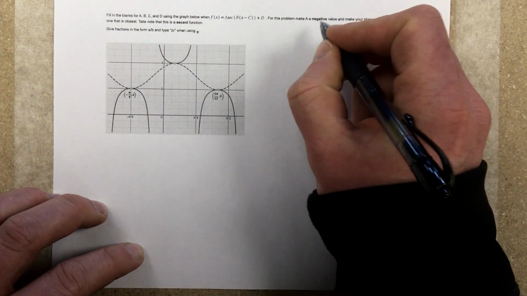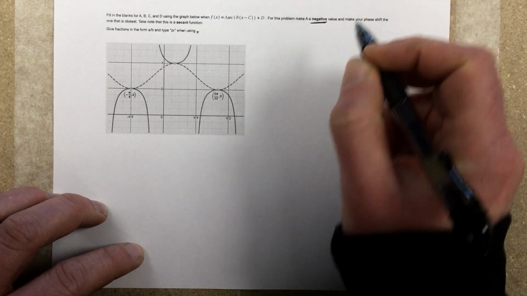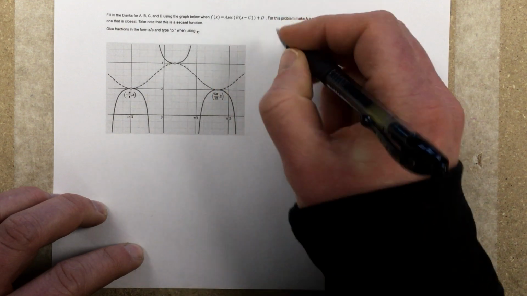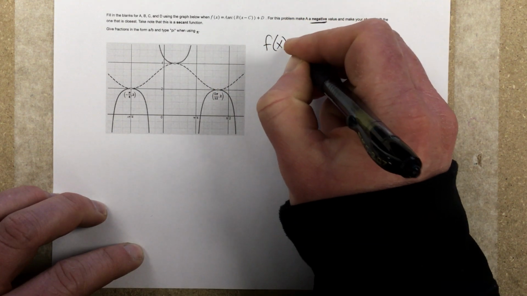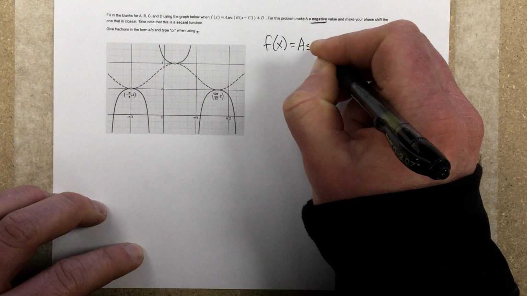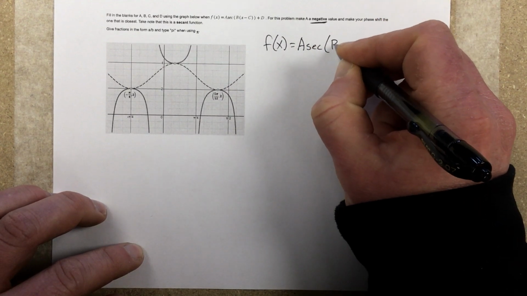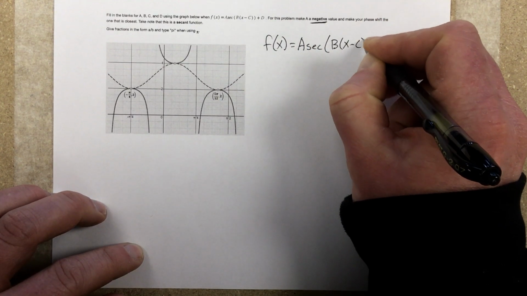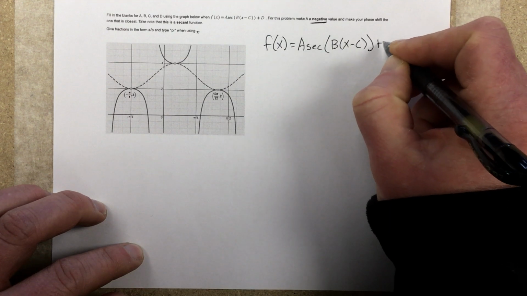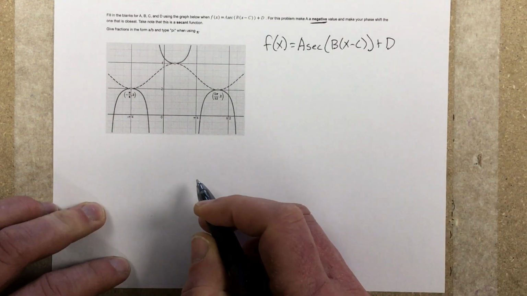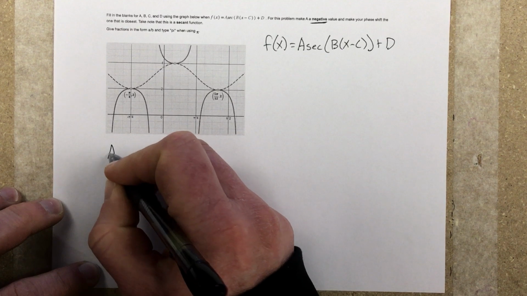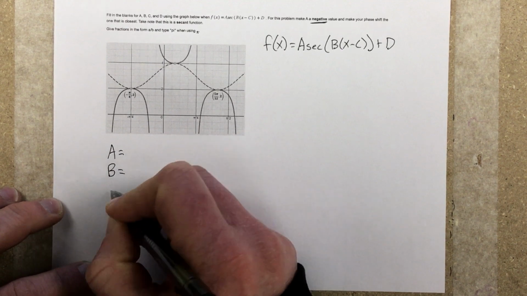Now, something that is important is that they tell you the a value is negative. So we have f of x is equal to a secant of b x minus c, plus d. So they want us to find a, b, c, and d. So let's go ahead and write down what we need to find.